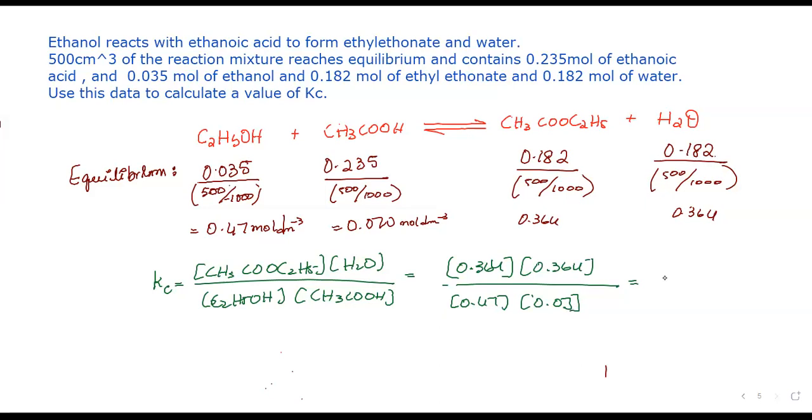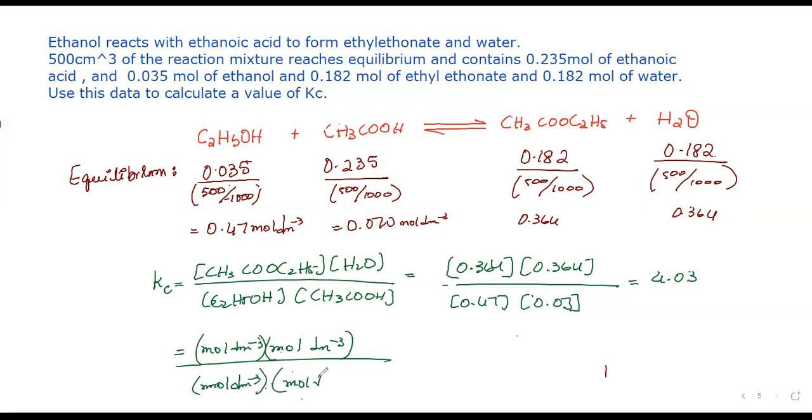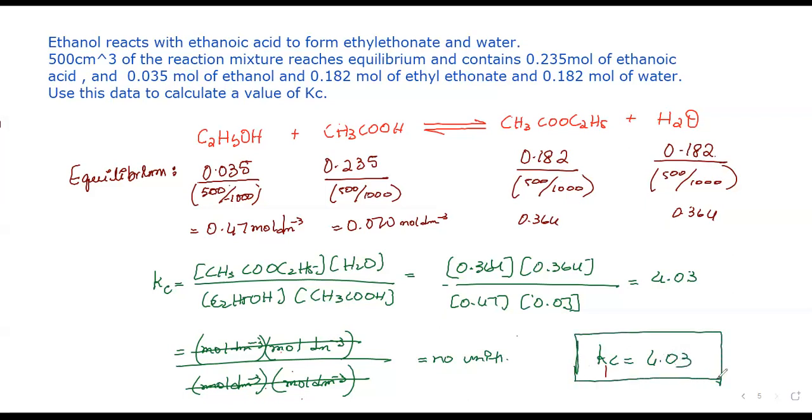Now, are we done? No. We need to worry about the units. For the units, again, I have mole per dm cube and mole per dm cube, divided by the concentration of our reactants. So both of them will be in mole per dm cube. In this case, as you can see, the units cancel out, so there will be no units. So the value of Kc is simply 4.03. And this is how we're going to do our calculation.